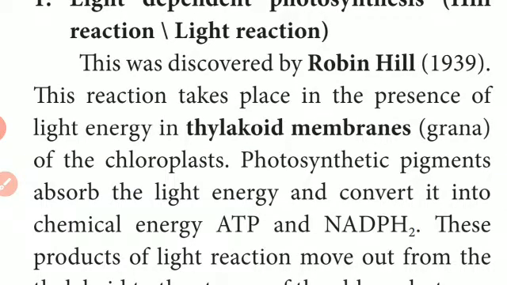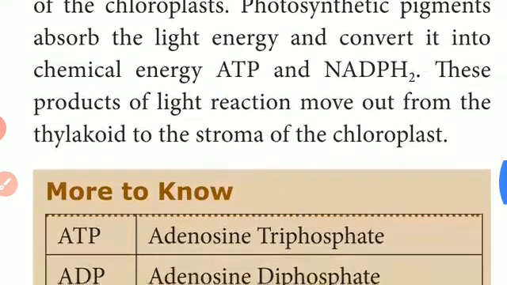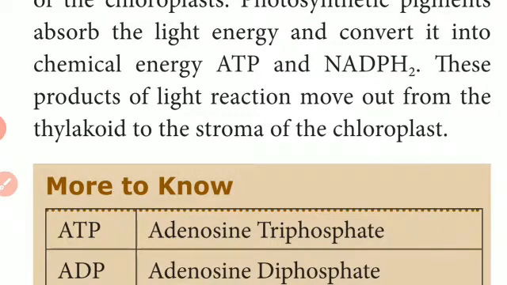The photosynthetic pigment here means the primary pigment, which is chlorophyll A. It absorbs the light and converts it into chemical energy, ATP, adenosine triphosphate, and NADPH2. This process is carried out in the thylakoid membranes, which are present in the chloroplast. The products of the light reactions move out from the thylakoid to the stroma of the chloroplast.